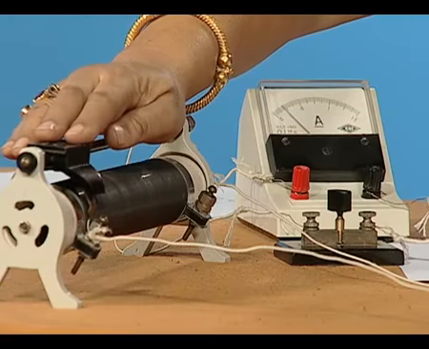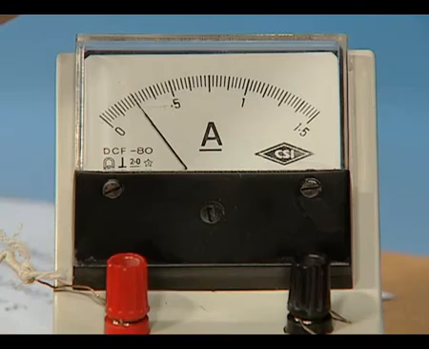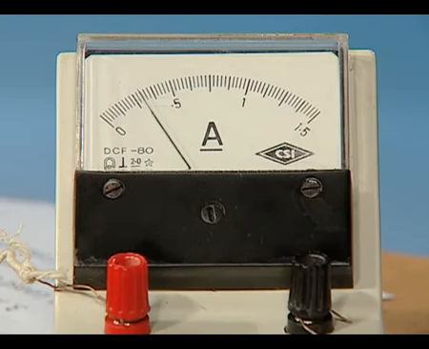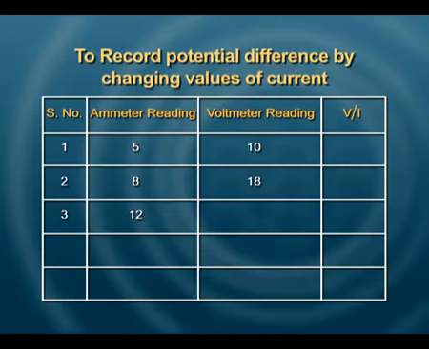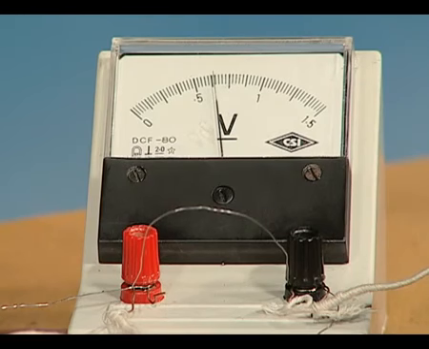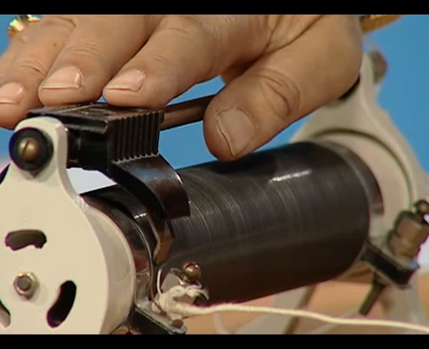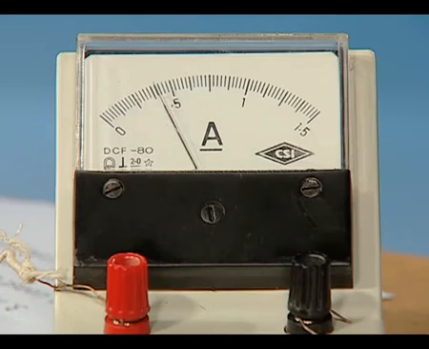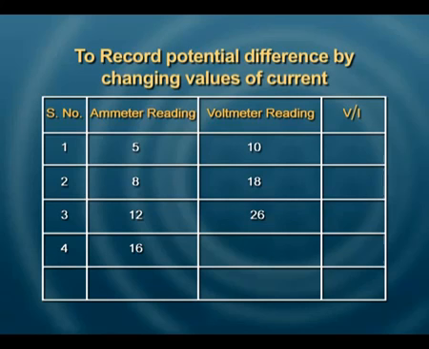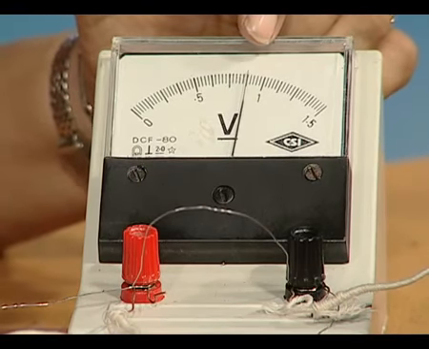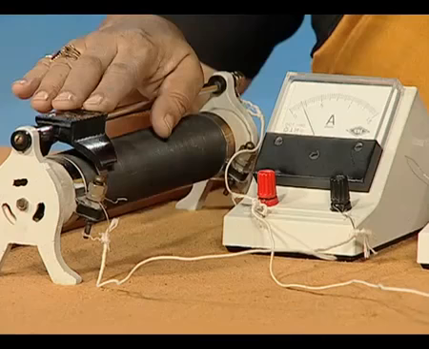I change again. Ammeter reading is 12 divisions and the voltmeter reading, as we see here, is 26 divisions. We take more readings like this. The ammeter reading is now 16 divisions and our corresponding voltmeter reading is 35 divisions. One more reading we can take here.